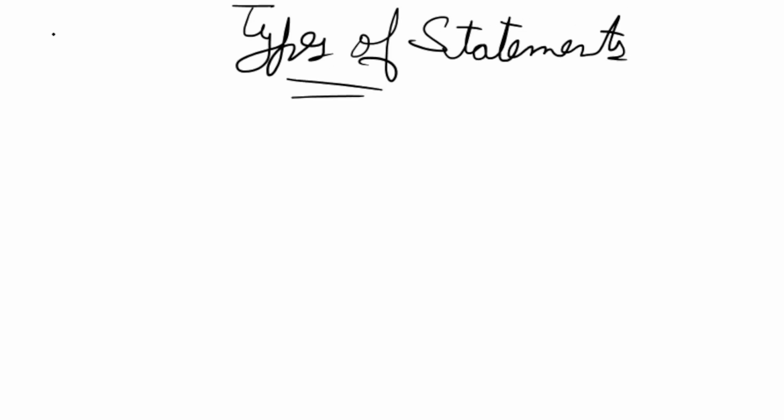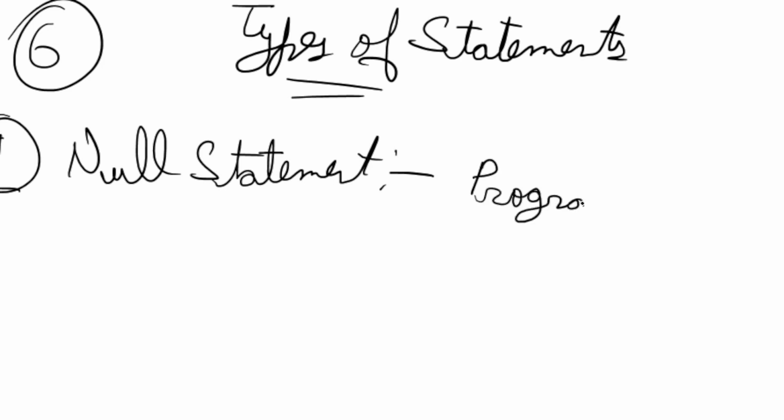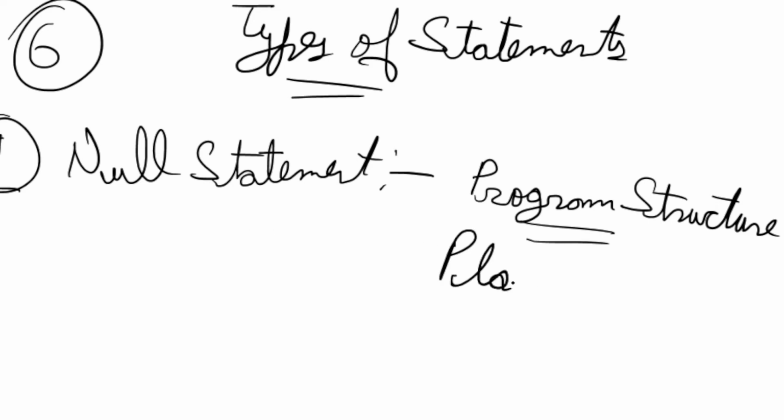There are basically six types of statements. The first one is the null statement. Basically, this statement does nothing. It is mainly used for the program structure or for placeholder purposes.